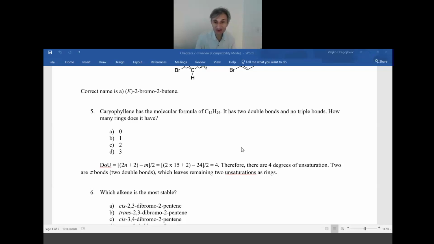Each degree of unsaturation is either a pi bond or a ring. Here we have 2 double bonds. That means 2 pi bonds. So out of 4 unsaturations, 2 are pi bonds. That means the remaining 2 are rings. And so the correct answer is C, 2 rings.